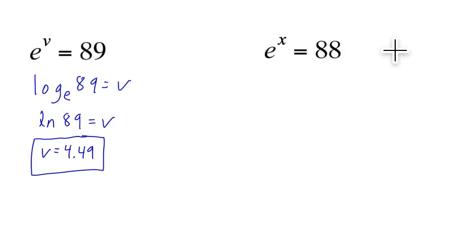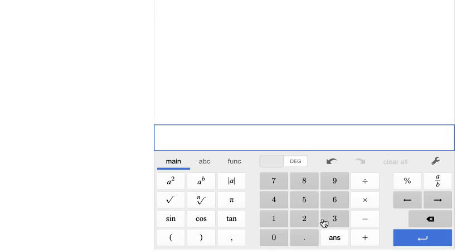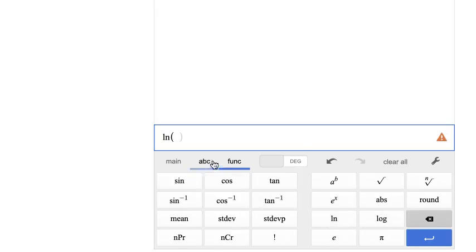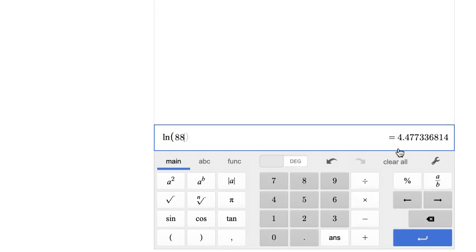Very similar here. Let's just practice that and make sure we've got it. So here we'd have log base e, which is natural log, of 88 is equal to the exponent. So we just need to figure out what the natural log of 88 is. Yeah, we have 4.48.